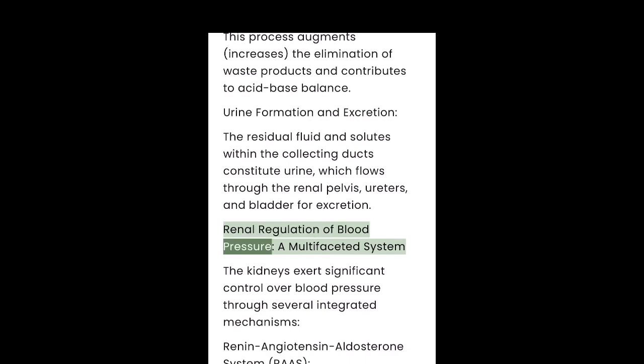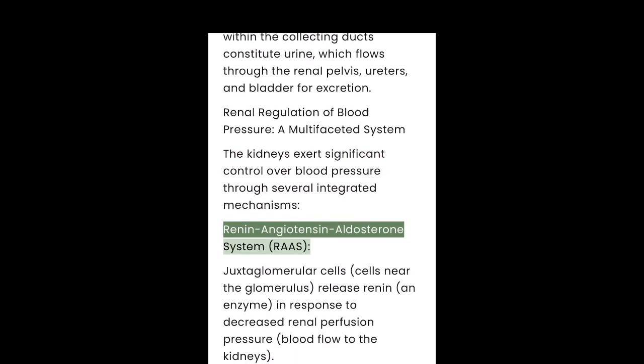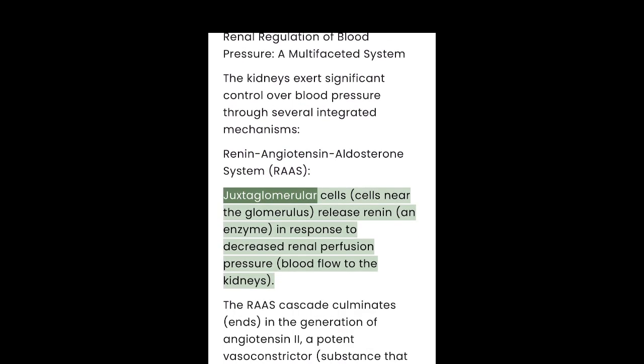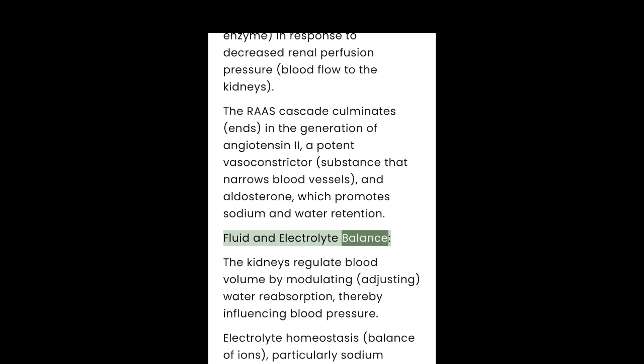Renal regulation of blood pressure, a multifaceted system. The kidneys exert significant control over blood pressure through several integrated mechanisms. Renin-angiotensin-aldosterone system. Juxtaglomerular cells release renin in response to decreased renal perfusion pressure. The RAS cascade culminates in the generation of angiotensin II, a potent vasoconstrictor, and aldosterone, which promotes sodium and water retention, fluid and electrolyte balance.